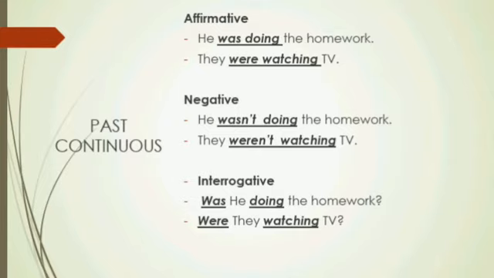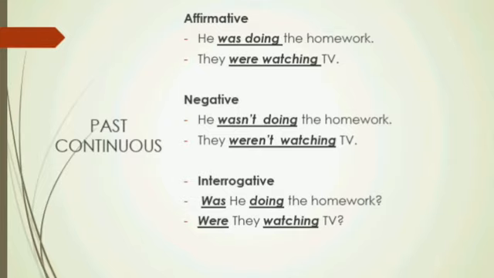In second place, we have a sentence in affirmative form using the auxiliary were. We need to use were after the subjects you, we, and they, and we add ing to the main verb. Example: they were doing the homework.